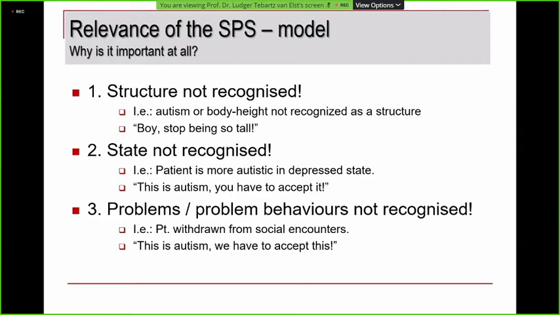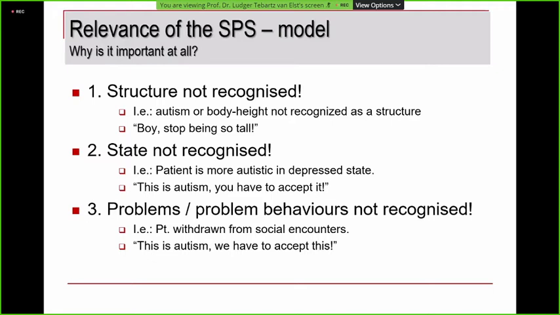It is relevant because if you don't recognize the structure, for example, you don't recognize the autistic feature as a structural phenomenon, then you tell your boy, stop being so tall, or boy, stop being so autistic. Of course, that's impossible because that's the way he or she is. And the only thing you do when you make a structural feature a therapy goal is that you hinder the self-acceptance of your patient. If a state is not recognized, for example, a depressed state, and you mistake the autistic feature for a structural phenomenon, but in fact, this extra bit of being autistic is due to depression, then you don't treat the depression and you accept a phenomenon which could be changed, which could be treated, for example, with antidepressant drugs.